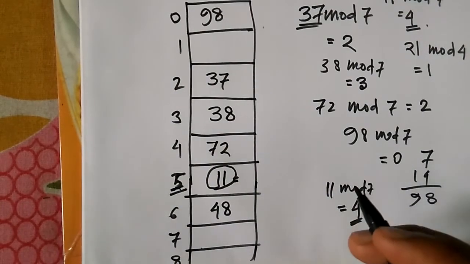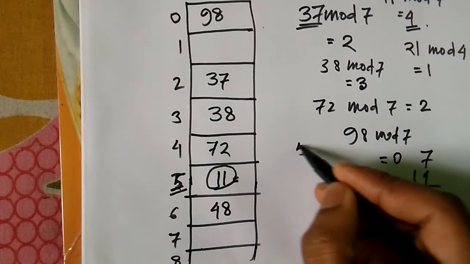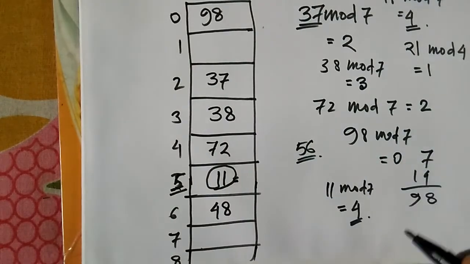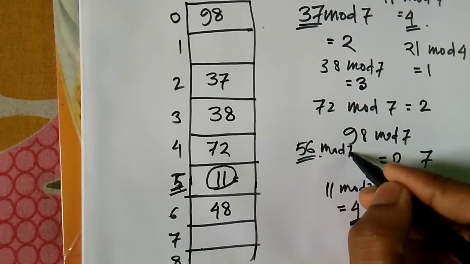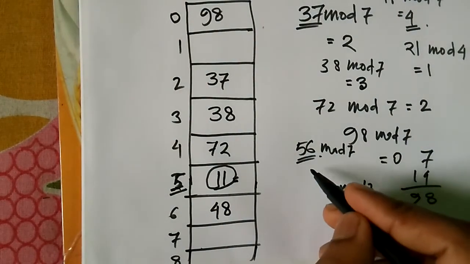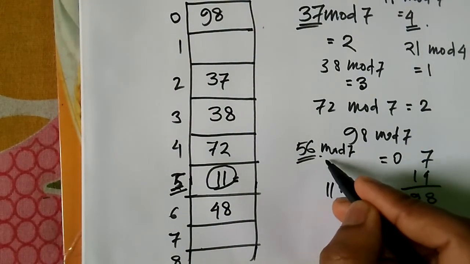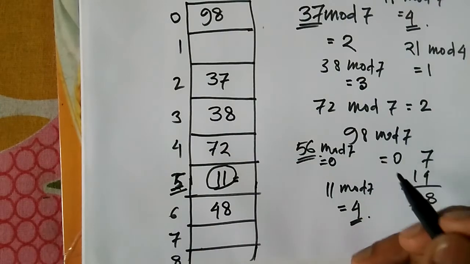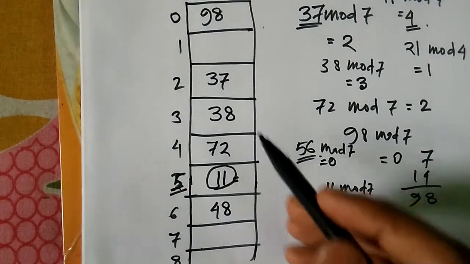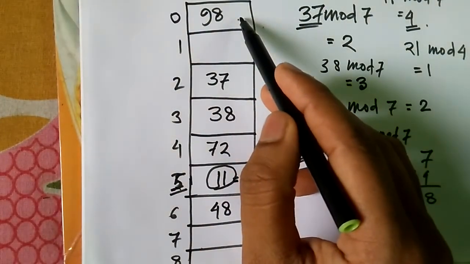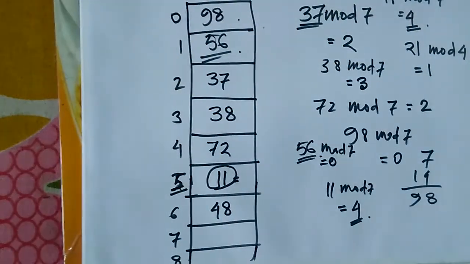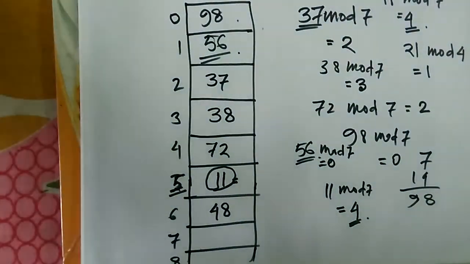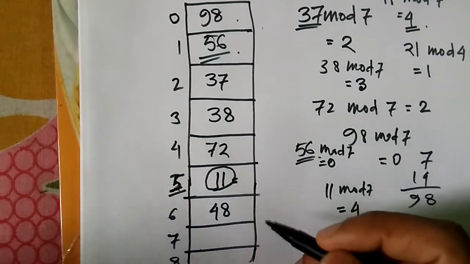There is one more key remaining, that is 56. 56 mod 7 is 0. So it has to go to 0, but 0 is already filled, so it will probe for the next free location. So you have learned this question and answer.